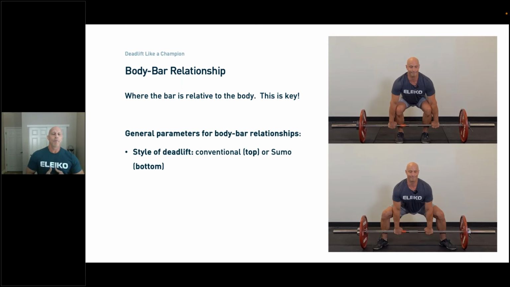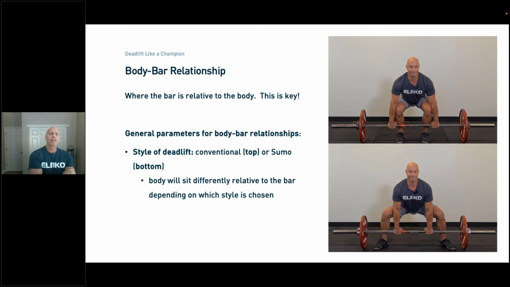So when we look at general parameters for the body bar relationships, let's start with, first off, there are two different styles of deadlifts that can be done. So you need to know, is it going to be a conventional, which is the top one, and then it's going to be the sumo. So we all have probably seen someone do a variation or a form of one of these. The conventional is just a little bit more narrow stance, depending on your size and your limbs, and that's all going to change. So all of these are just generalities and can change based upon the person and their limb structure, ratios, etc. And the hands will be outside of the thighs or legs in a conventional. With the sumo, the legs are going to be wider with the hands inside.